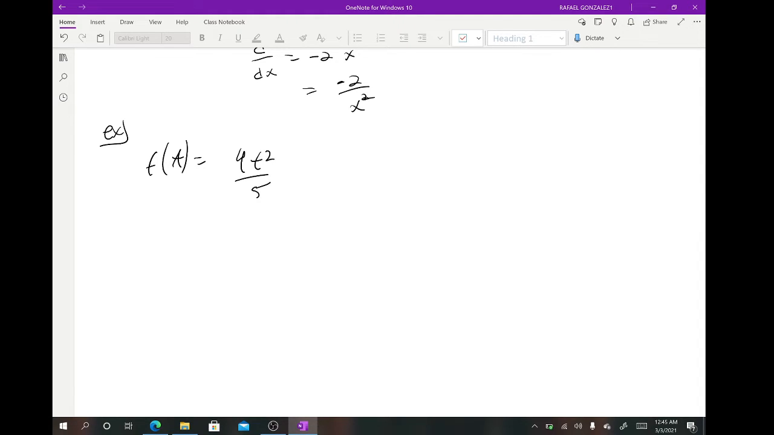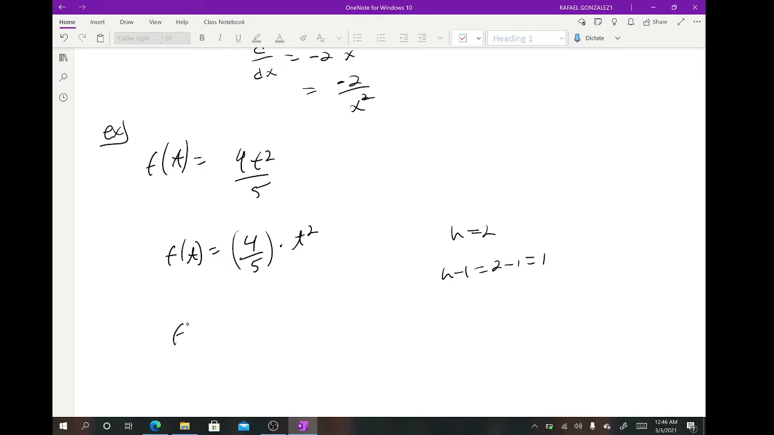The derivative here, let's rewrite this first. This is the same as 4 over 5 times t squared. You could do this. You could take the fraction and separate it. The same concept, n is equal to 2, n minus 1 is equal to 2 minus 1, which is 1.